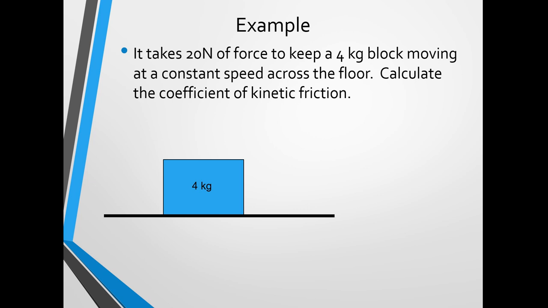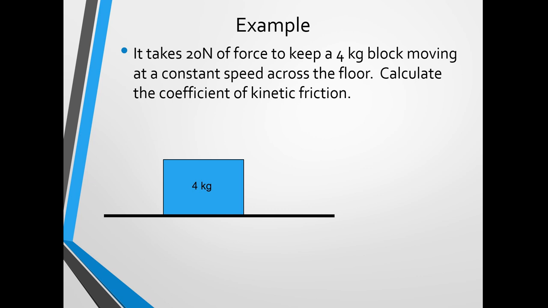So here's an example. It takes 20 newtons of force to keep a 4 kilogram block moving at a constant speed across the floor. Calculate the coefficient of kinetic friction. Now here's something that might seem a little counterintuitive. A block moving at a constant speed means there is no acceleration. If an object is sitting still, as soon as it starts to move, that means there's been acceleration. So saying that an object is moving at a constant speed means there's no acceleration.